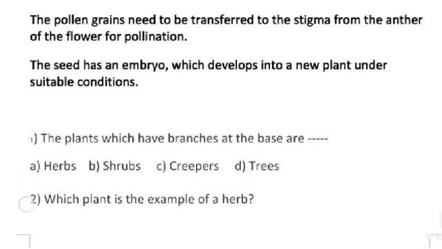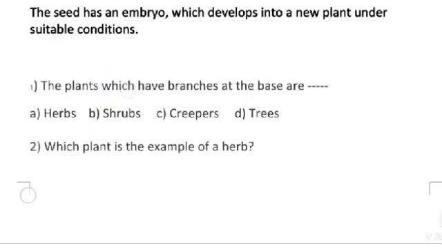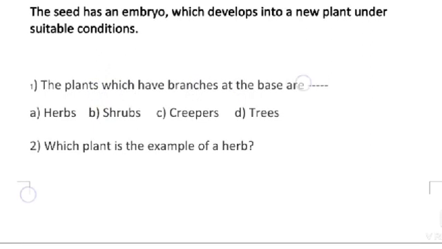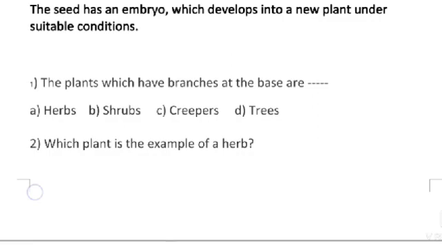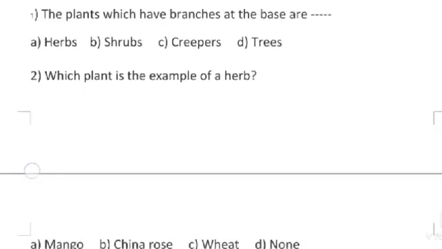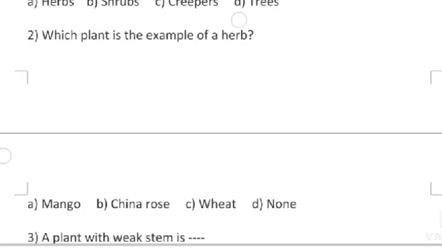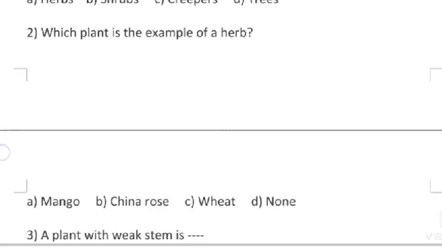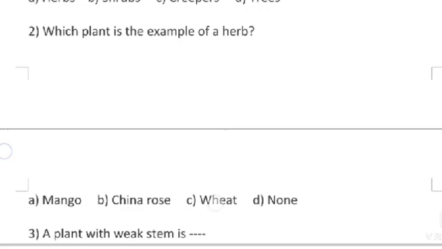We are going to discuss some objective questions. The plants which have branches at the base are: option A herbs, B shrubs, C creepers, D trees. The correct answer is B shrubs. Question number 2. Which plant is an example of a herb? Mango, China rose, wheat, or none of these. The answer is C wheat.